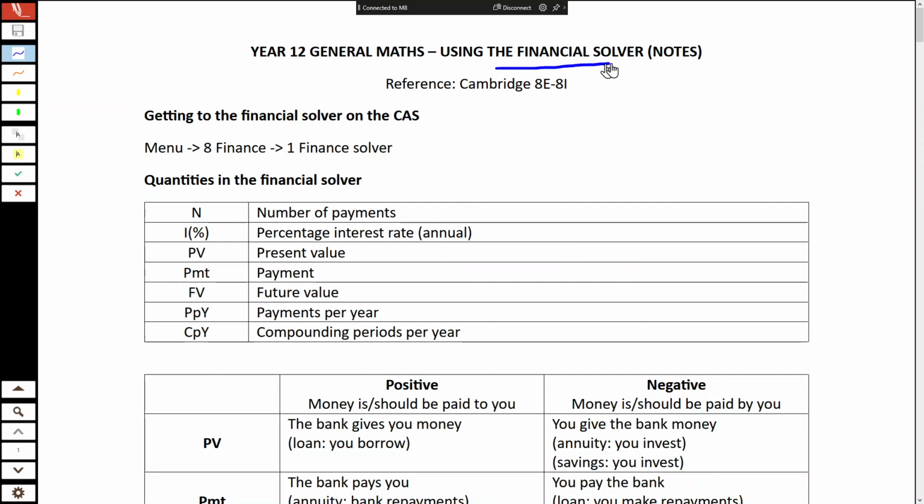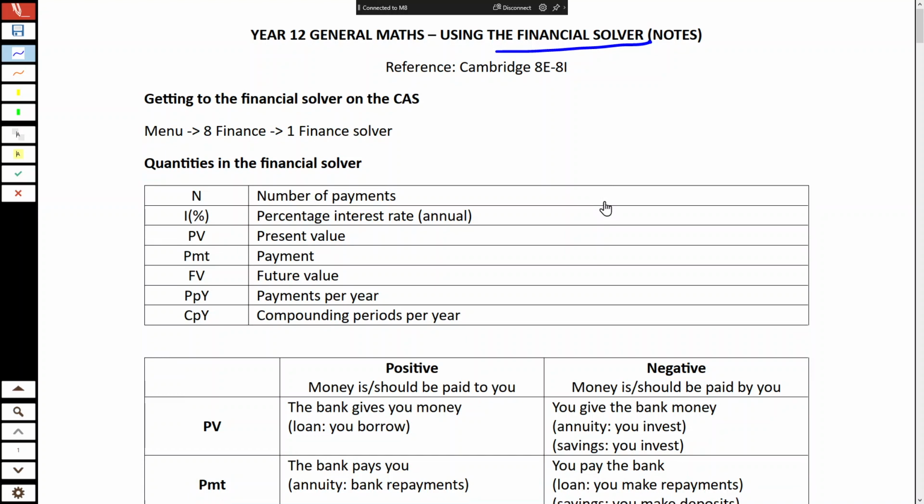So if you didn't like using the table, then the good news is the CAS calculator for the next 4 or 5 exercises is going to do all the work for you. Okay? That's the good news. But in order to use the calculator, I need to tell you a few things about it before letting you loose.